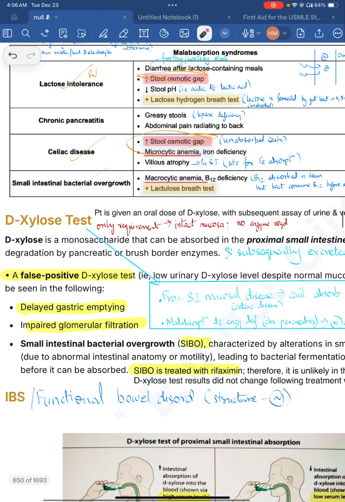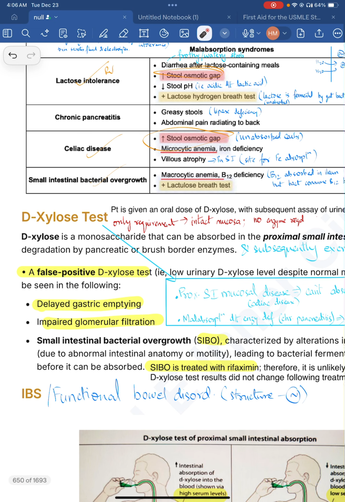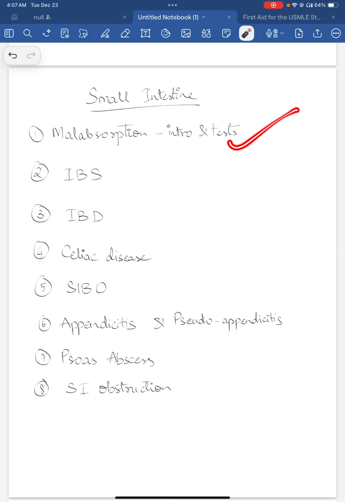So, small intestinal bacterial overgrowth: the bacteria will grow and start feeding on the B12. And this will lead to B12 deficiency, which will cause macrocytic anemia. We have just completed the discussion about malabsorption. Now we will proceed with the IBS, that is irritable bowel syndrome.